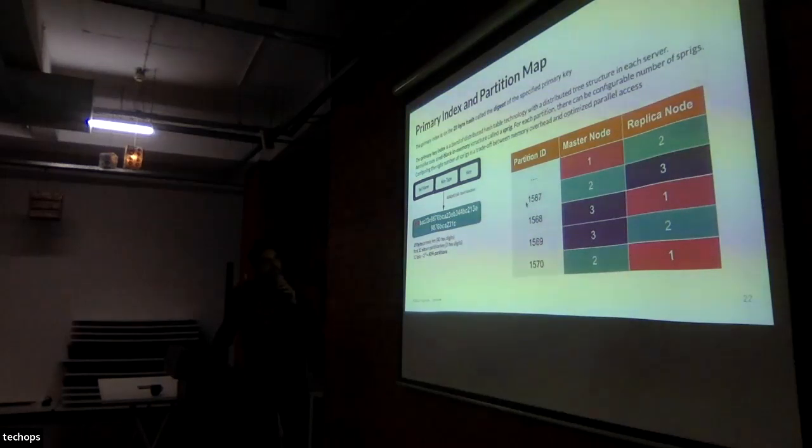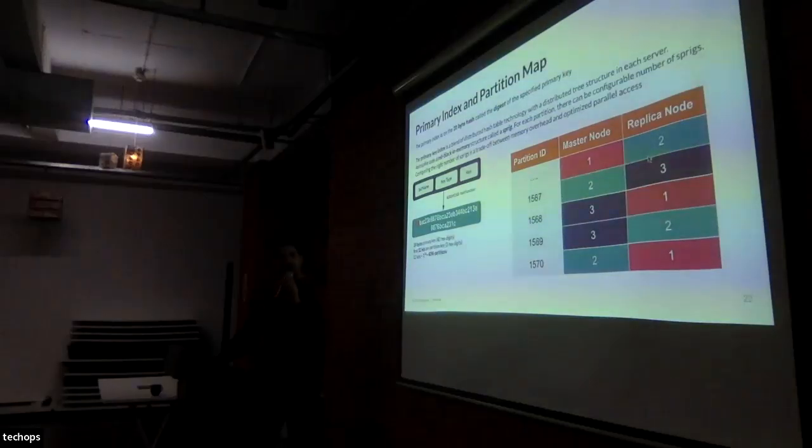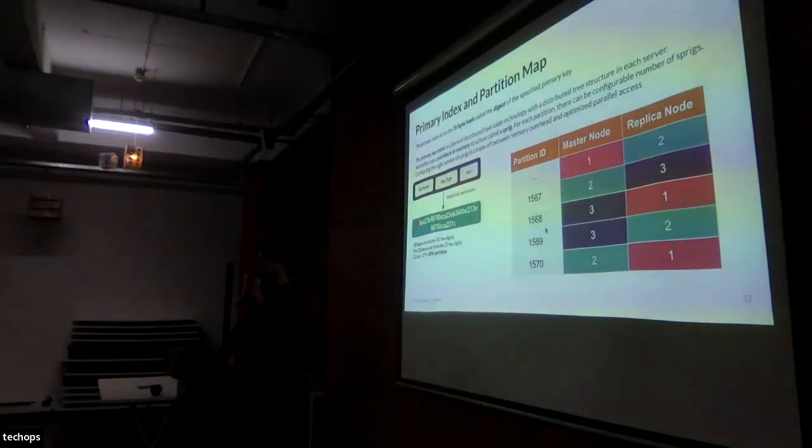Also, on the right hand side, you can see a partition map. So whenever a primary key is hashed and a partition number is calculated, it is maintained in a partition map. And based on how many replicas are created for each data or partition, it will also maintain the replica nodes. So it exactly knows on which node the given partition is present, both master and replicas.